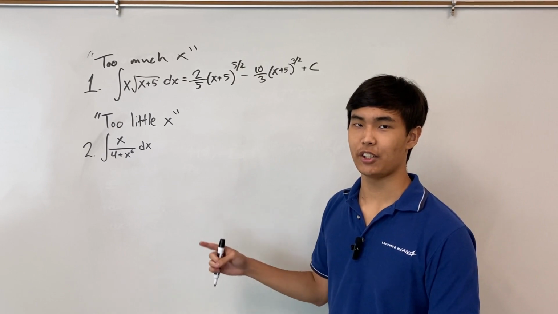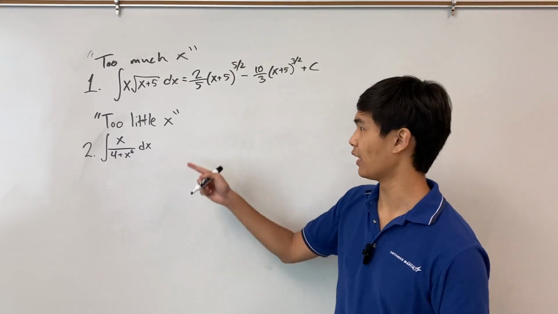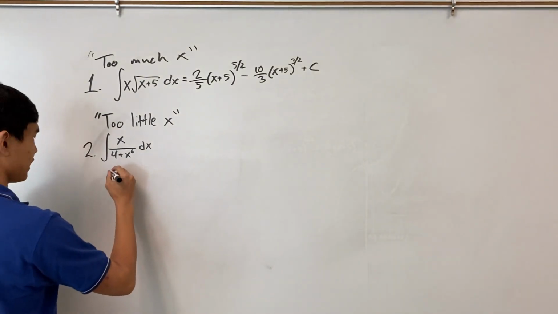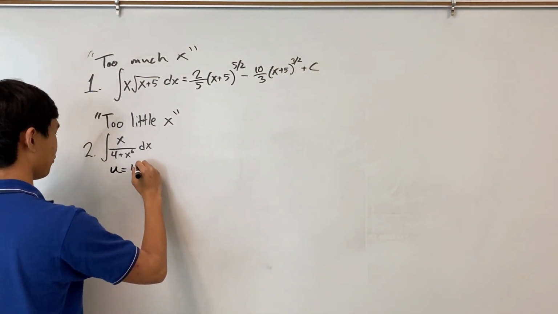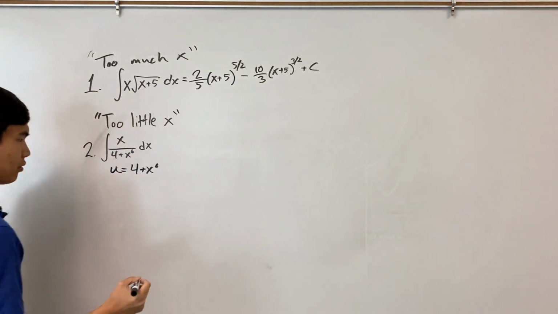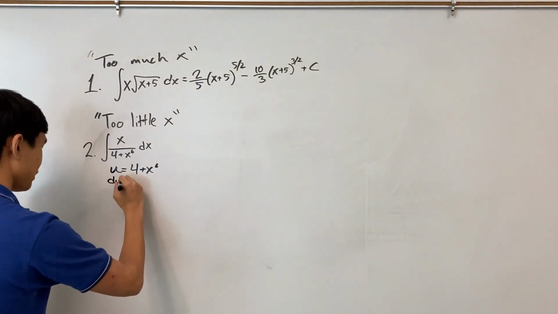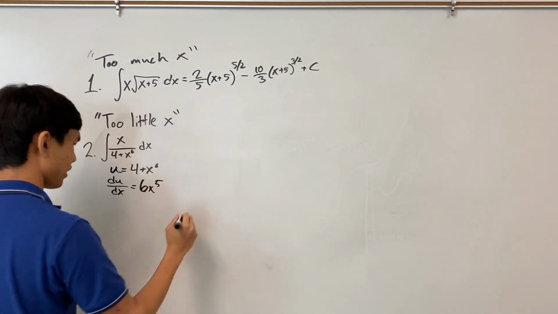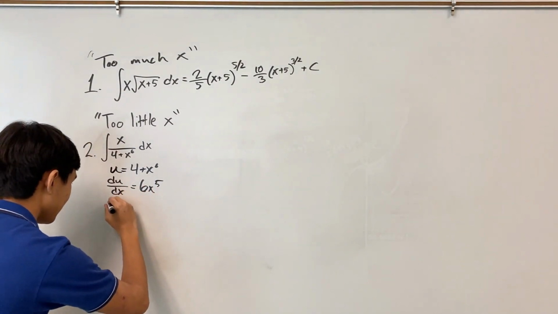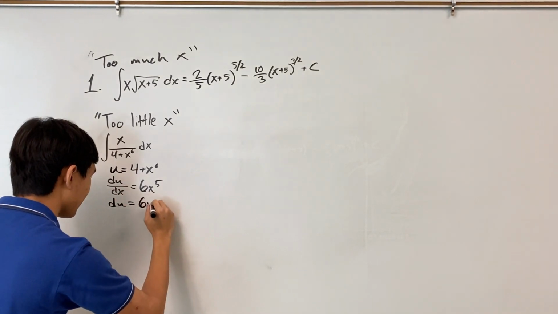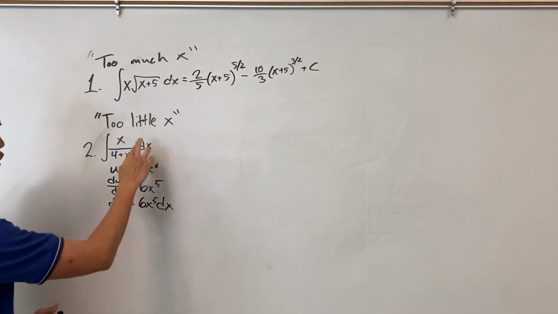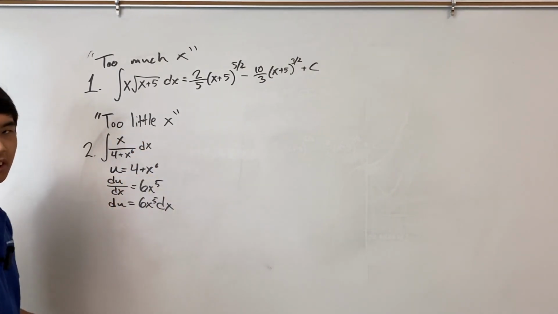The second scenario where people get tripped up is when they have too little x. And to show you this, I'm going to let u equal 4 plus x to the 6th. And finding du dx, we have this is 6x to the 5th. And when we solve for du, we have 6x to the 5th dx. But notice, we only have x dx on the numerator.